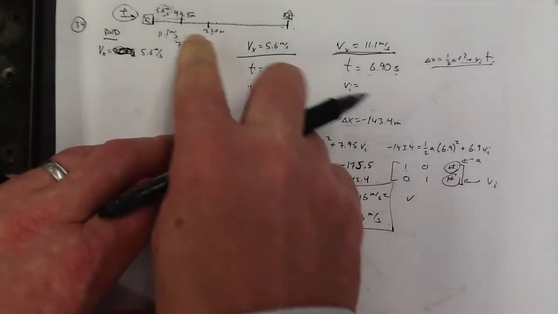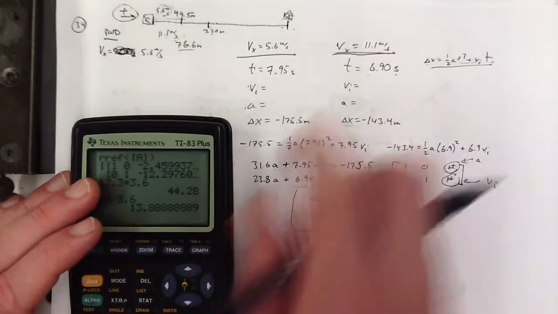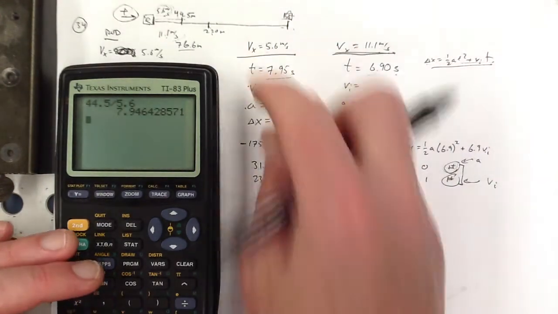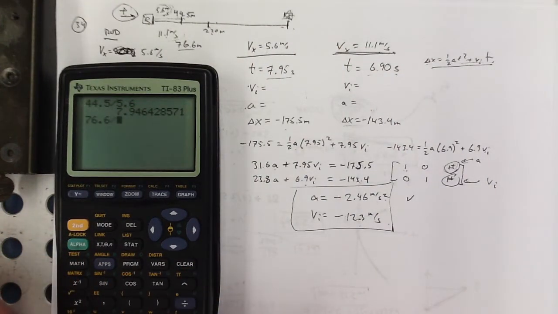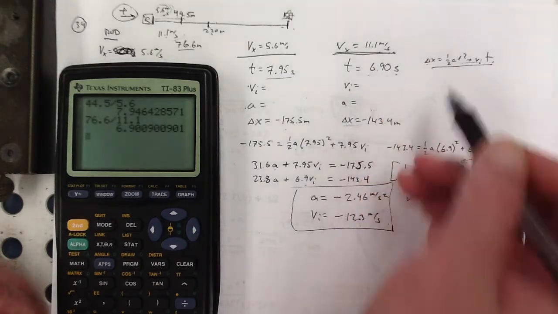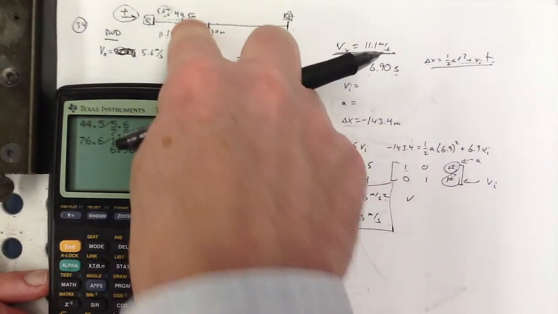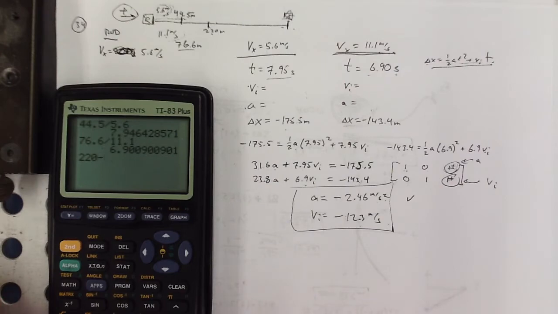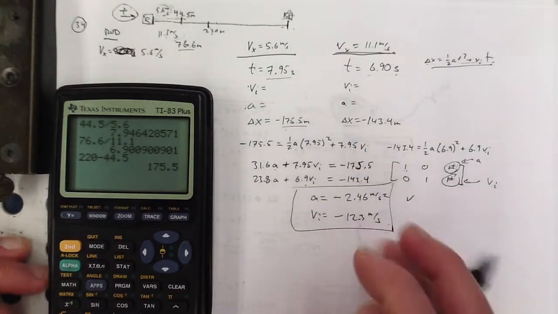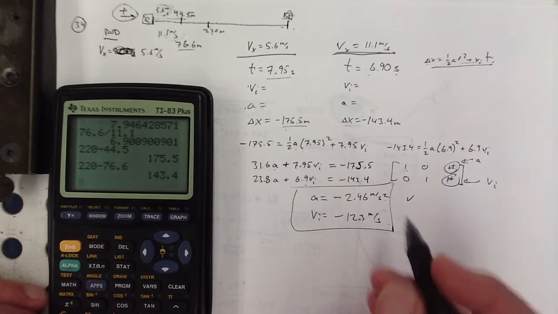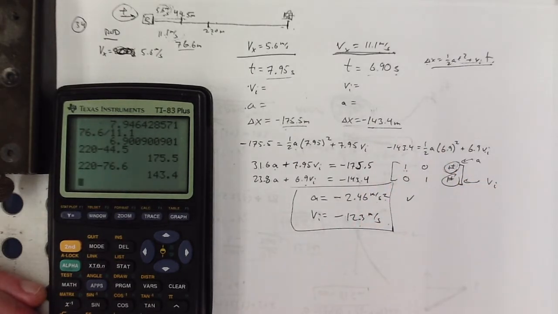So what did I do? Let me double check my times here. So I have 44.5 divided by 5.6. So that's good. And then this one was 76.6 divided by 11.1. That time is good. Check my displacements here. This one we're going 220 minus 44.5. That's good. And here I'm going 220 minus 76.6. That's good.